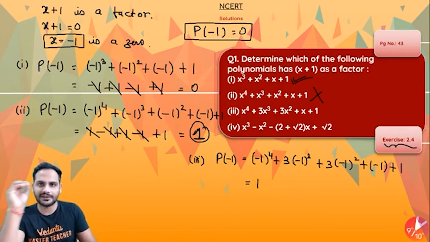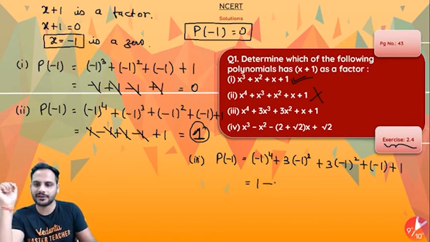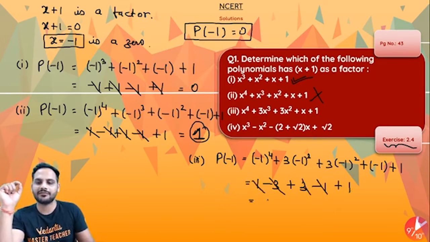Minus 1 cube is minus 1. Minus 1 into 3 is minus 3. Minus 1 square, negative into negative will become positive, so minus 1 square is 1. 1 into 3 is plus 3. Plus into minus is again minus 1 plus 1. So minus 3 plus 3 got cancelled. 1 minus 1 got cancelled. But again, I am left with 1.